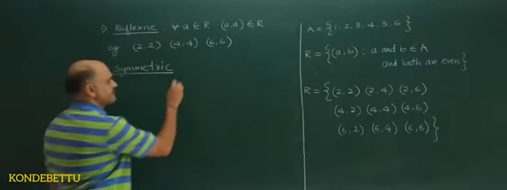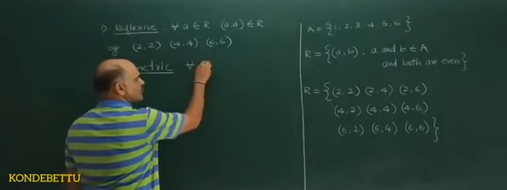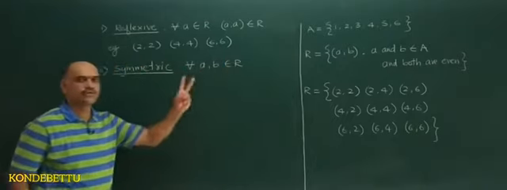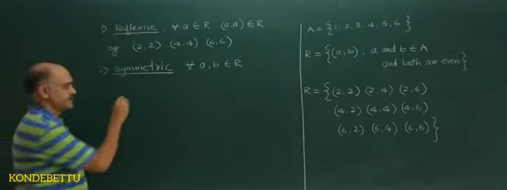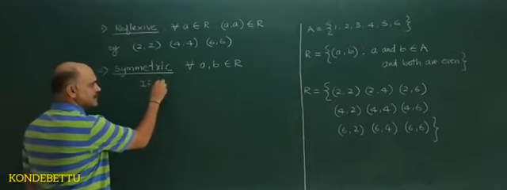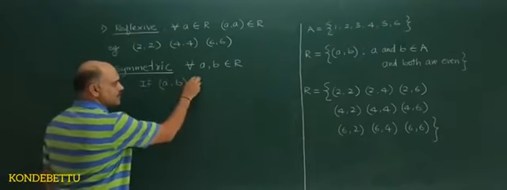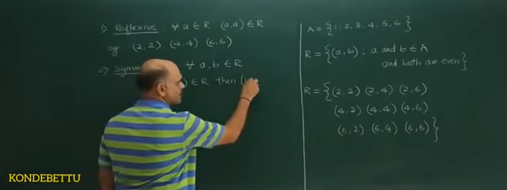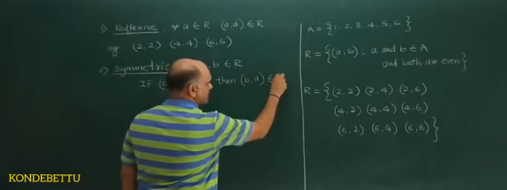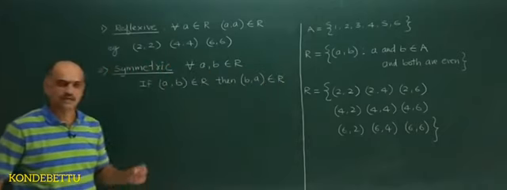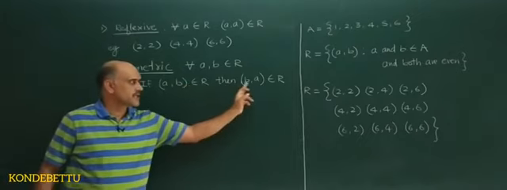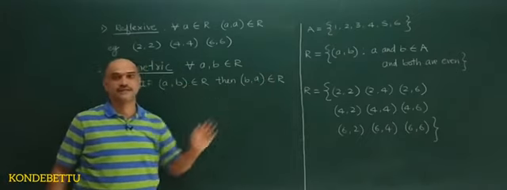So the symmetric definition states that for all values of A comma B belonging to R, two elements you are required to take. If A comma B belongs to R, then B comma A belongs to R. So if A comma B is there, the reverse, B comma A, should also be there in the relation.